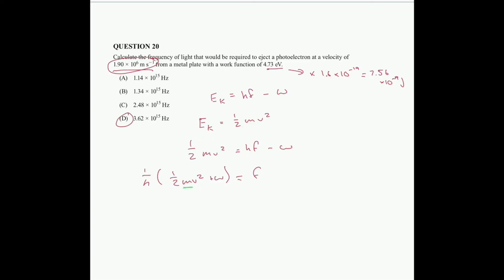So that's going to conclude all 20 MCQ questions for the 2020 physics paper. Thanks.